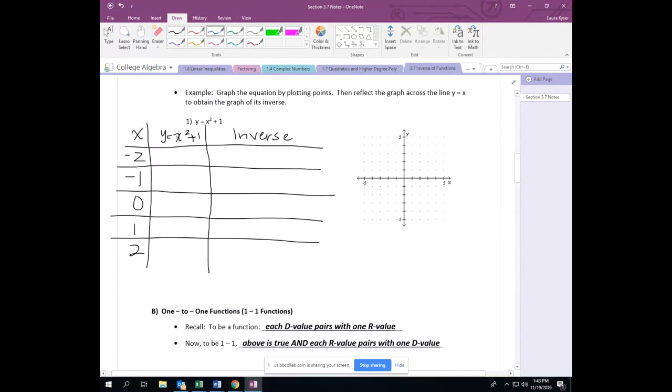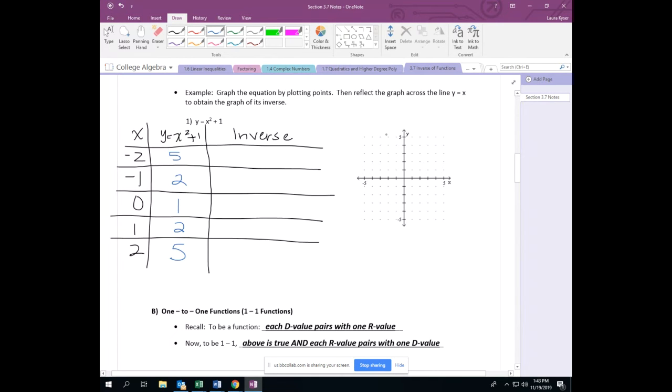We plug in -2. -2 squared is 4, plus 1 is 5. Plug in -1. -1 squared is 1, plus 1 is 2. Plug in 0. 0 squared is 0, plus 1 is 1. Plug in 1. 1 squared is 1, plus 1 is 2. And finally, plug in 2. 2 squared is 4, plus 1 is 5. And this is going to give me my ordered pairs for my original.